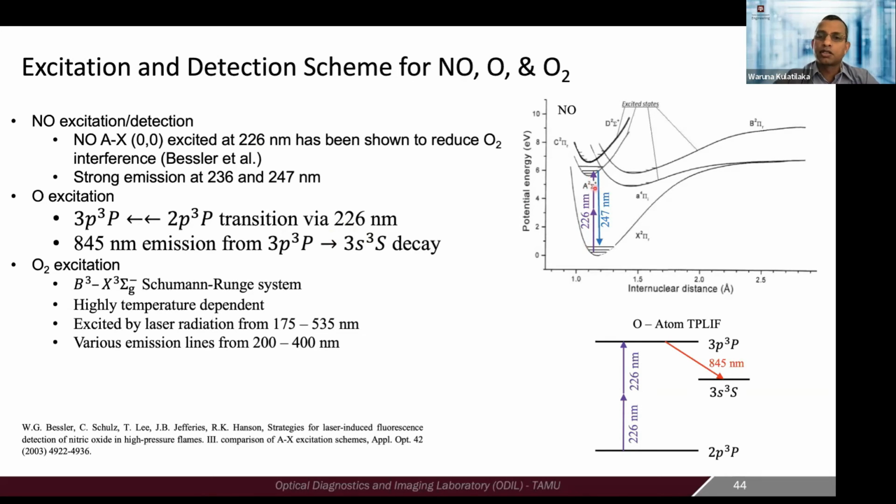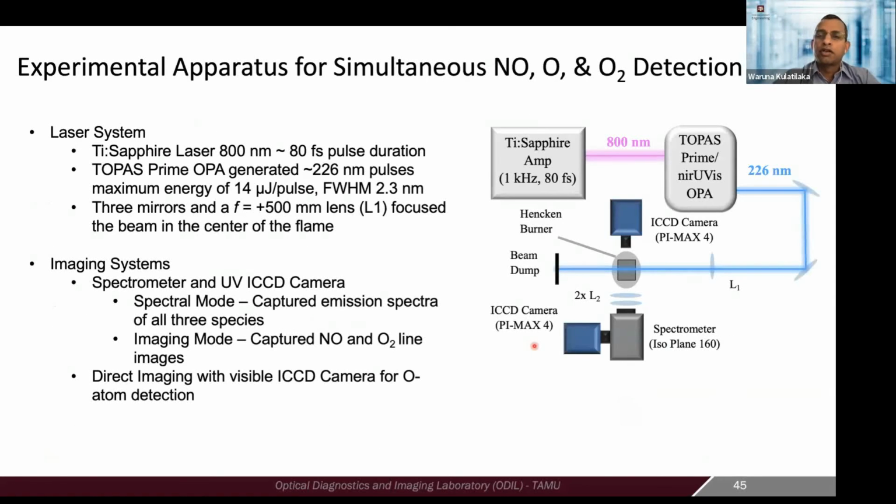There is a slight mistake in here: 226 single photon for NO, and then 226 2-photon excitation for O. When trying to detect NO, a common problem in most combustion applications is that hot oxygen molecule Schumann-Runge emission can overlap at the same wavelengths and interfere with the NO signal. So we will try to take that as an advantage. If we are spectrally specific and you know exactly what you're detecting at what specific wavelength, you can try to detect all these three species at the same time.